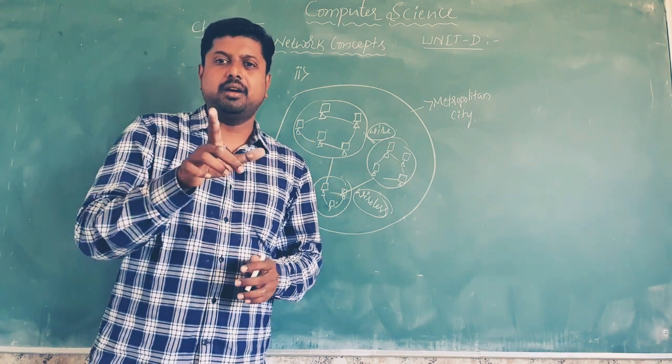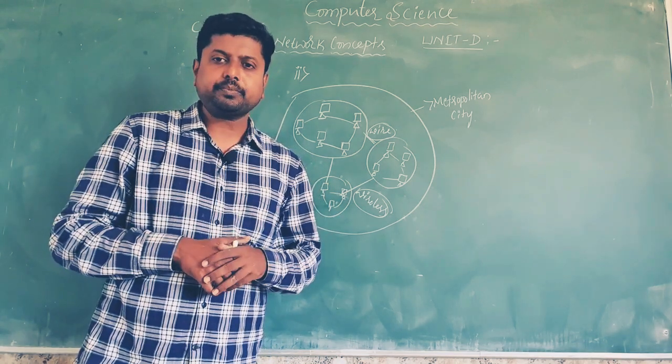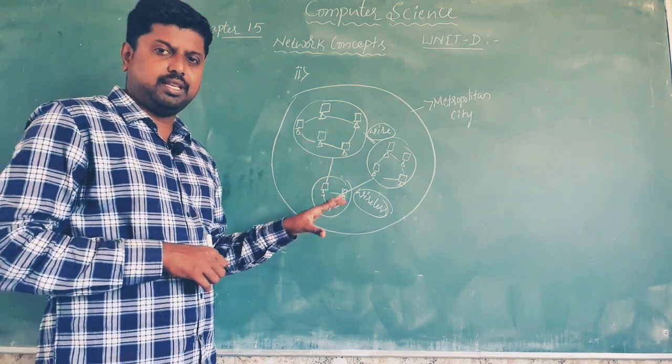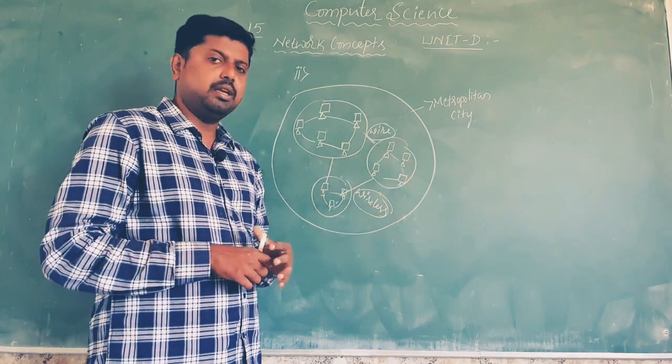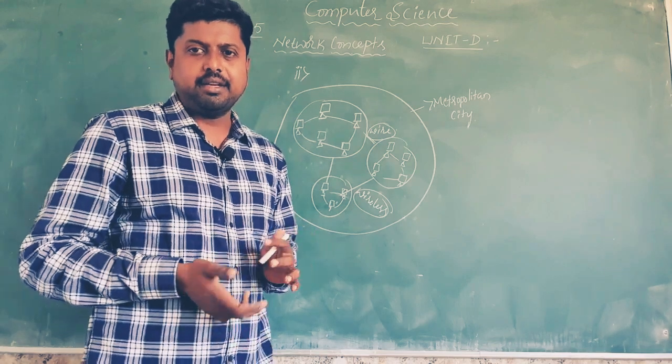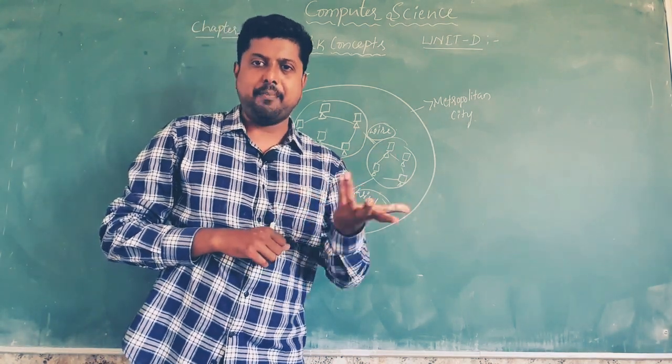For this metropolitan area network, I will give you one best example. That is your dish communication, your dish channels, dish TVs. They usually use this technology, metropolitan area network technology, because small segments of areas are connected to one major particular area. So that is what we call a MAN.